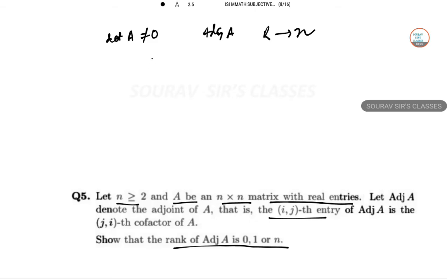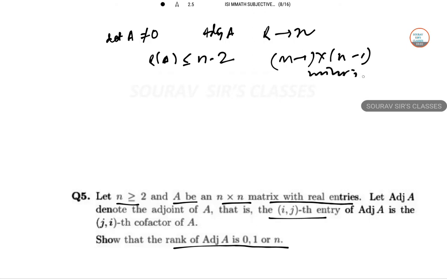So assume that the rank of A is less than or equal to n minus 2. Then each n−1 by n−1 minor is 0, and all elements in the adjoint of A are equal to 0. So in this case the rank of the adjoint is also 0. So the first part is done.